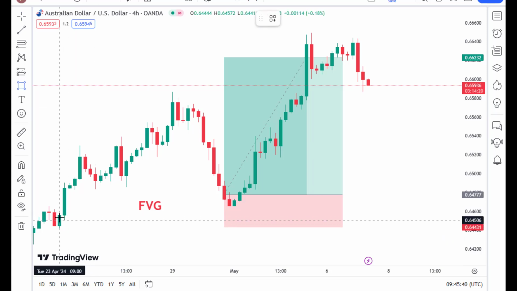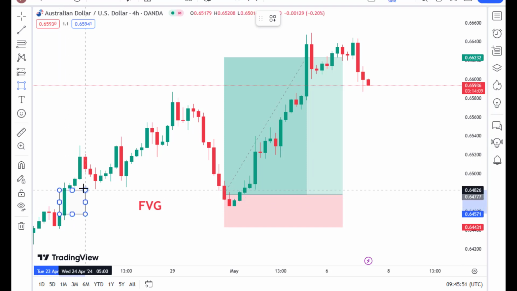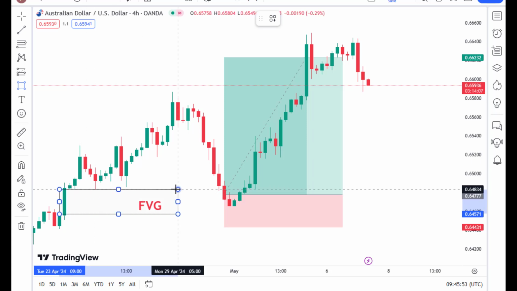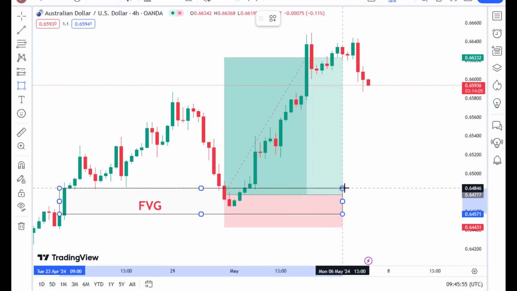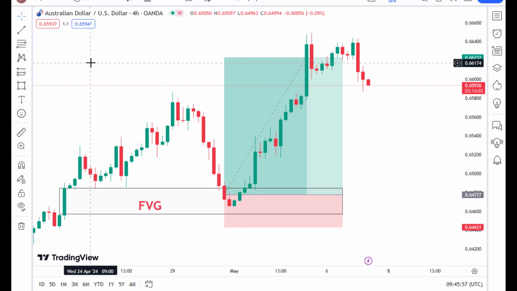So here, this is the candlestick that was first formed before this big candlestick, and then the candlestick that was formed after this big candlestick. So you plot from the top of this candlestick right to the bottom of the third candlestick, and then you drag. All right, that is how an imbalance is identified.